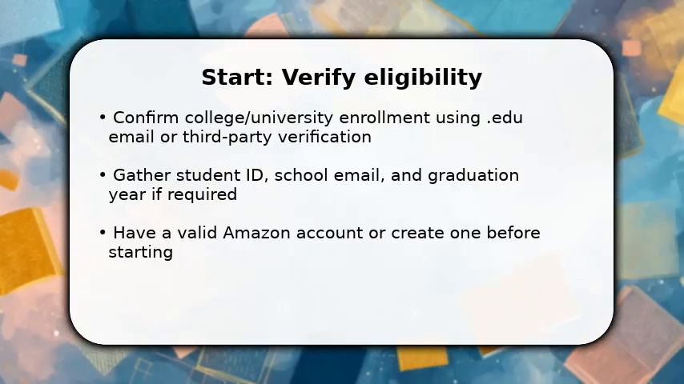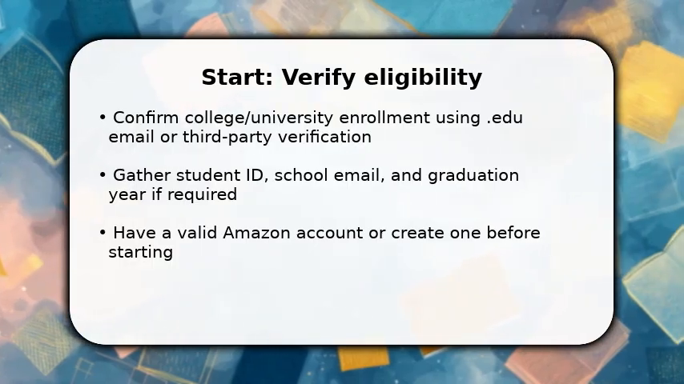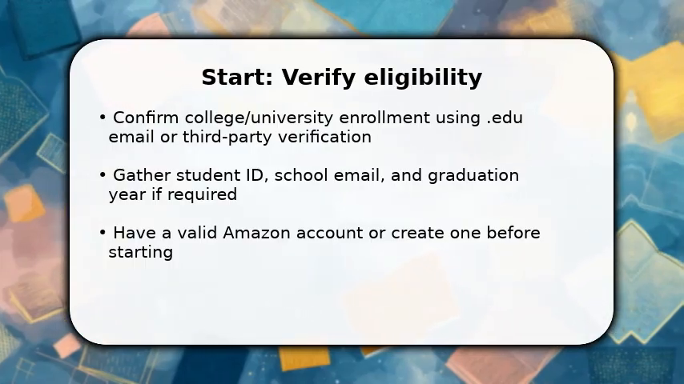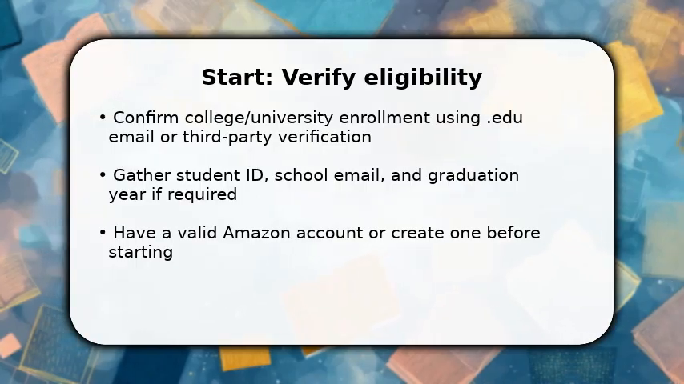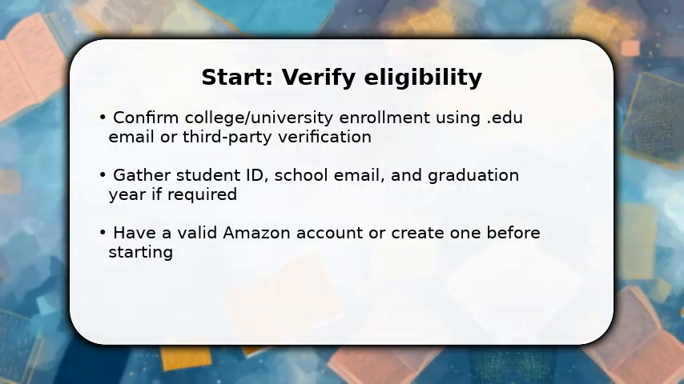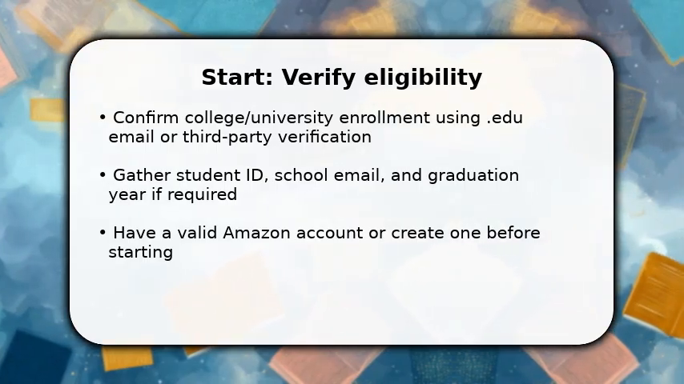You begin by proving student status, so Amazon grants the 50% discount. First, sign into your Amazon account or create one, then choose Prime Student. Next, enter your Edu email or select a third-party verification option and fill out school details and graduation year. Once done, check your inbox for a verification link or code and follow its steps.